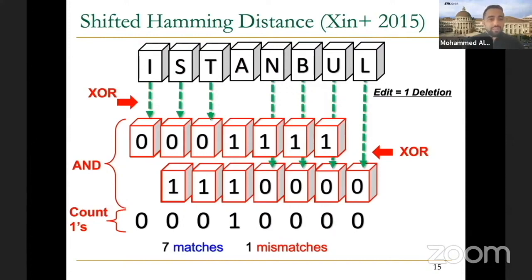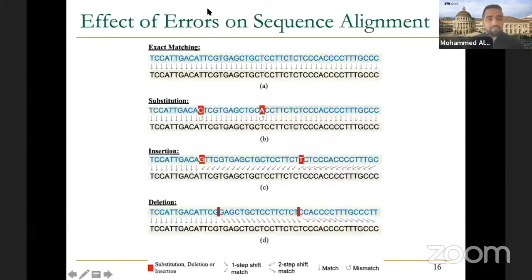Now let's see this in action or in real sequences. We got a question: I thought delete and insert at the same position. Yeah, that is also correct. So as you observe, deletion after insertion or insertion after deletion, they will cancel each other's effect.